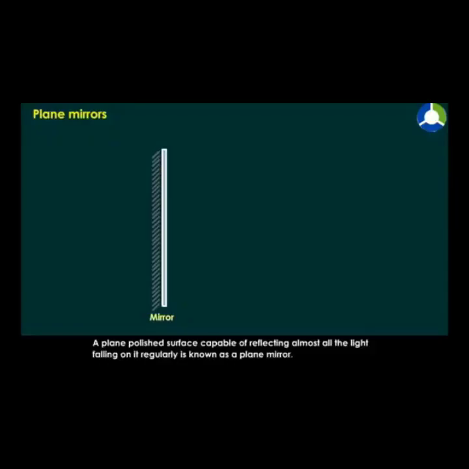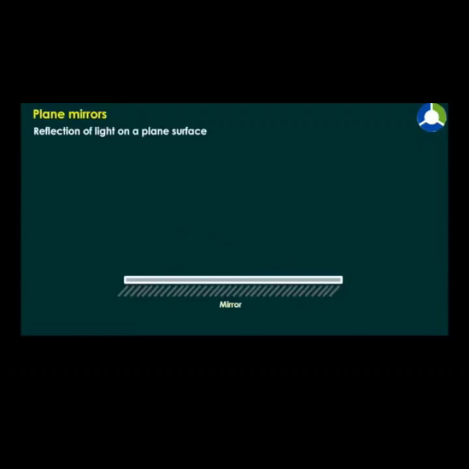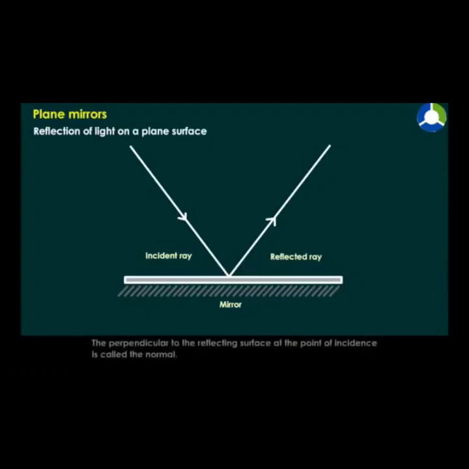Plane mirrors. A plain polished surface capable of reflecting almost all the light falling on it regularly is known as a plane mirror. Reflection of light on a plane surface. A ray of light which falls on the mirror is called the incident ray. The ray which is sent back to the original medium is called the reflected ray. The perpendicular to the reflecting surface at the point of incidence is called the normal.